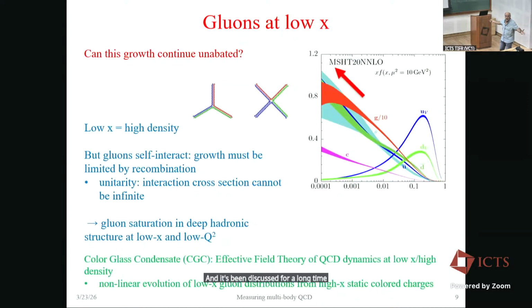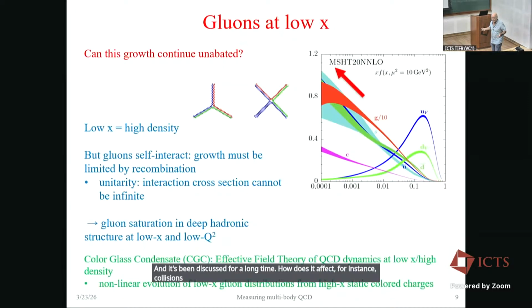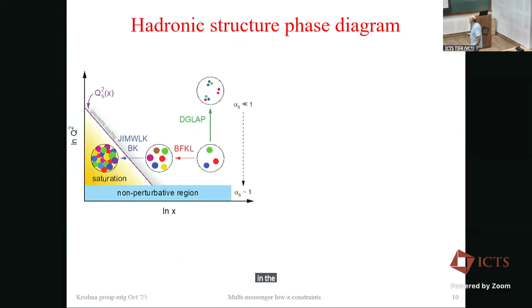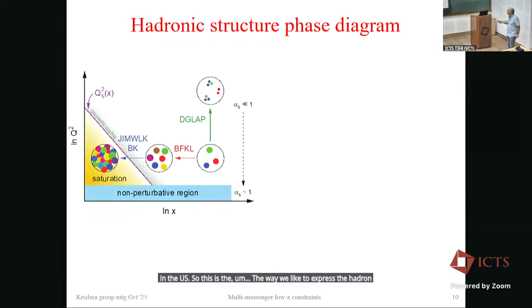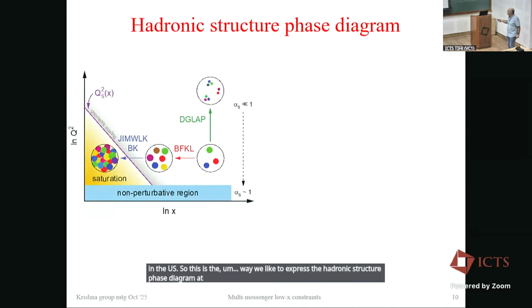How does it affect, for instance, collisions at the LHC? Well, that's an interesting question, but I think it certainly is also an interesting object in its own right to investigate. It's the focus, for instance, of the electron-ion collider that's under construction in the US. So this is the way we like to express the hadronic structure phase diagram at high x and high Q squared.